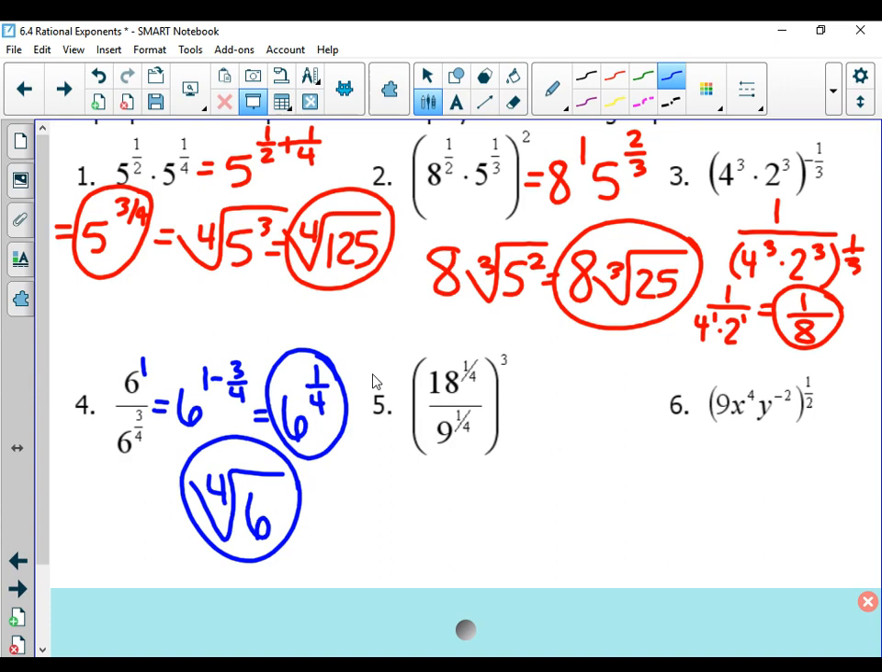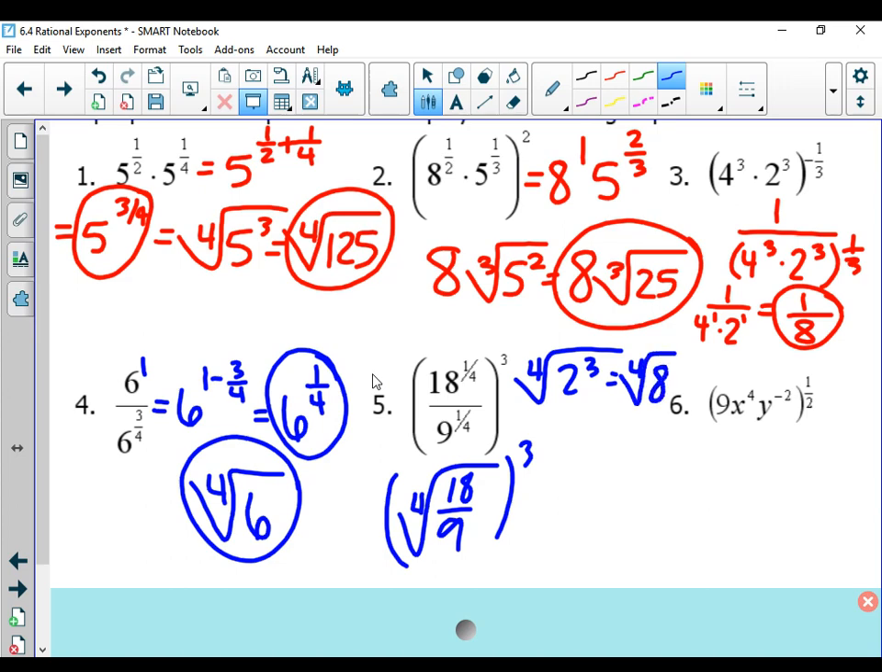Okay? So there's a couple different ways you can approach this next one. If you notice, 1/4 and 1/4 are the same, which means I could technically write this as the 4th root of 18 over 9 cubed. 18 over 9 reduces to 2. So then I have the 4th root of 2 cubed, which is just the 4th root of 8. Okay? Now, if you applied it, you could also change 18 to 9 squared to make them have the same base.